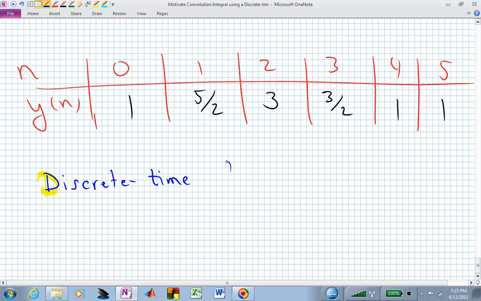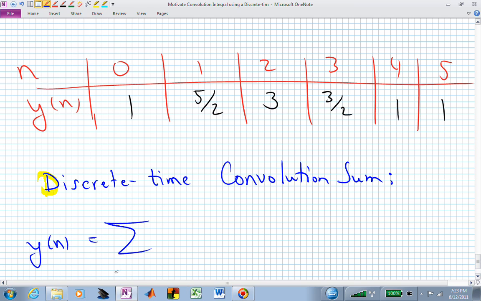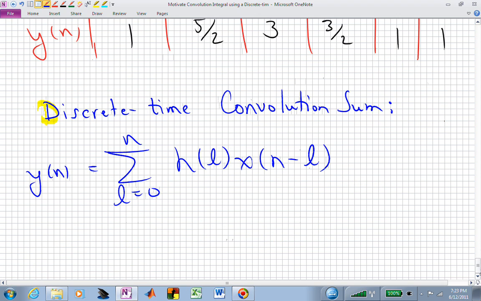We have our discrete time convolution sum, which is this: y of n is equal to the sum from L equals 0 to n of h of L x of n minus L. And that will actually produce these pieces that we just had before.